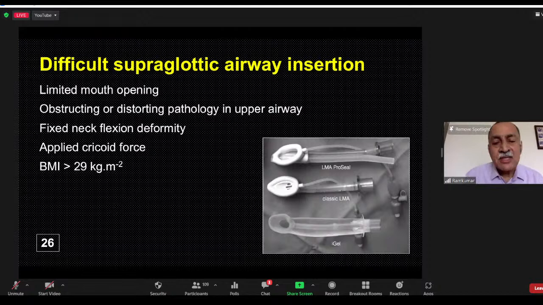Difficult supraglottic airway insertion. Once again, you need space to introduce it. At least 2 to 2.5 centimeters inter-incisor distance or inter-gingival distance is required for us to introduce a bulky supraglottic airway device. So a limited mouth opening or pathology in the oral structures can give rise to a problem. Fixed neck flexion deformity of the neck. Improperly applied or excessively applied cricoid force can distort the anatomical structures, and a body mass index of more than 29 kilogram per meter squared.